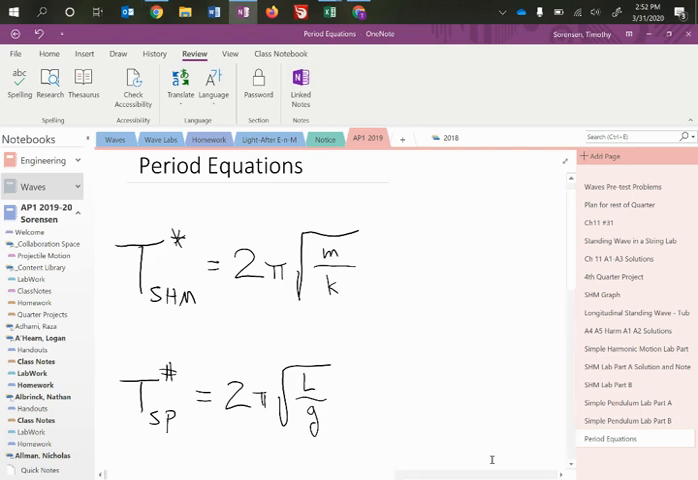Hi guys, I wanted to follow up on the simple harmonic motion lab. I think by this time the cat's out of the bag as far as the equations that are on the AP exam and also in the text, and you can see them here on the screen.